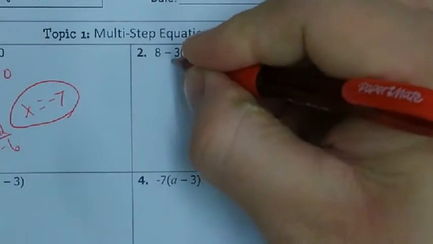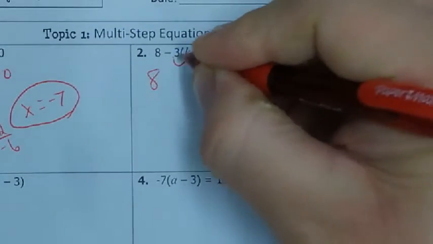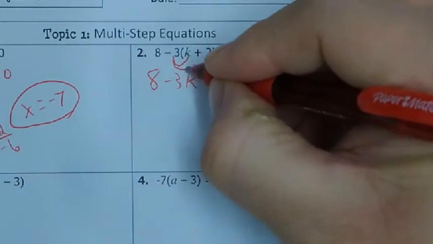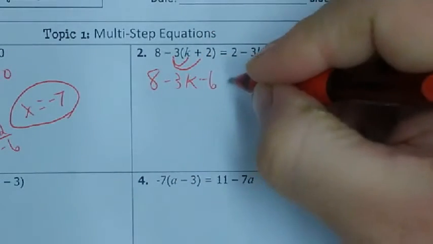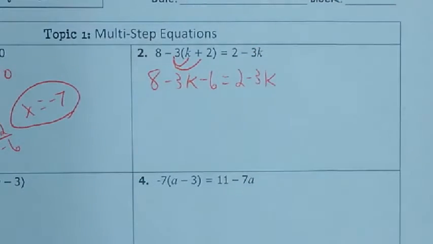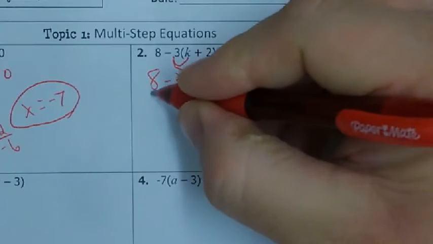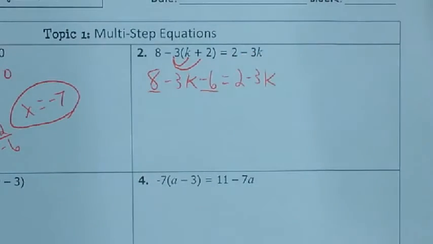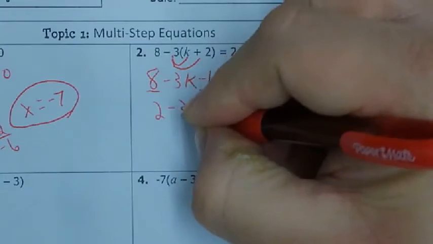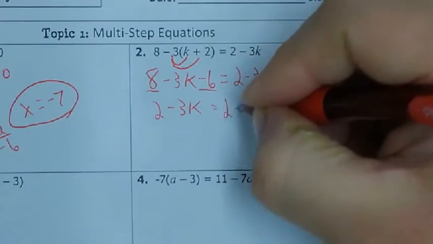So this one you're just going to distribute. So you have -3 times k is -3k. -3 times 2 is just -6 equals 2 minus 3k. Combine like terms. I'm going to go ahead and do 8 minus 6. 8 minus 6 is 2. So I give you 2 minus 3k equals 2 minus 3k.